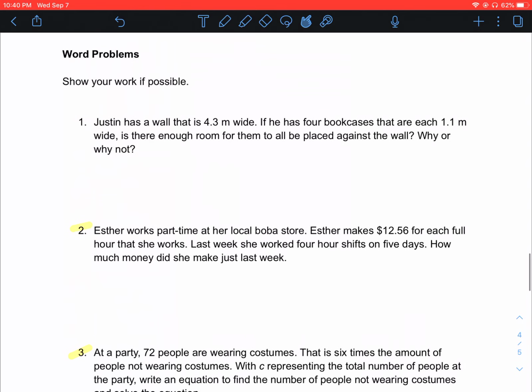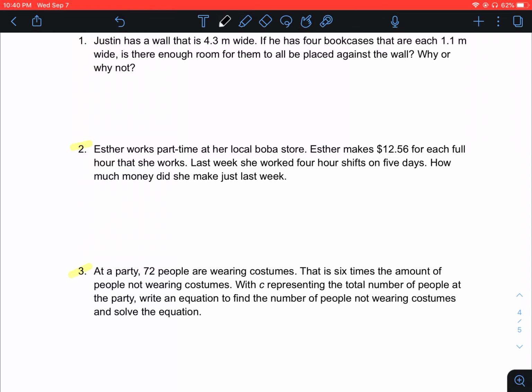Going down, word problems. Let's read. Esther works part-time at her local boba store. Esther makes $12.56 for each full hour that she works. Last week she worked 4-hour shifts on 5 days. How much money did she make last week? So we have Esther that makes $12.56 for each hour that she works. And then last week she worked 4-hour shifts on 5 days.